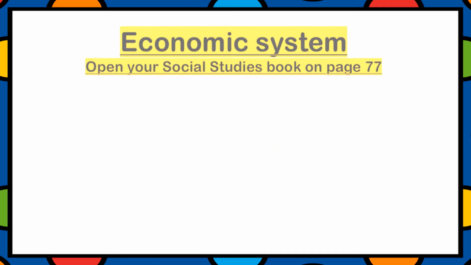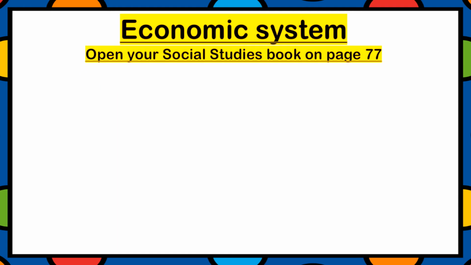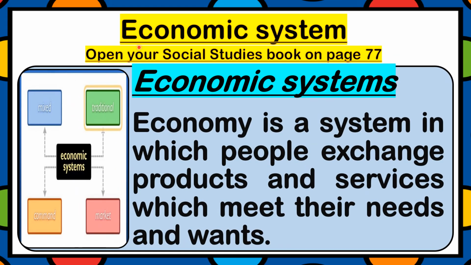Next topic that we are going to discuss is about economic system. So what is economic systems? Economy is a system in which people exchange products and services which meet their needs and wants. And there are 4 types of economic system class, and let us study them one by one.